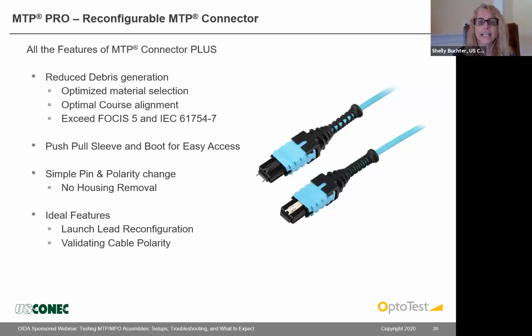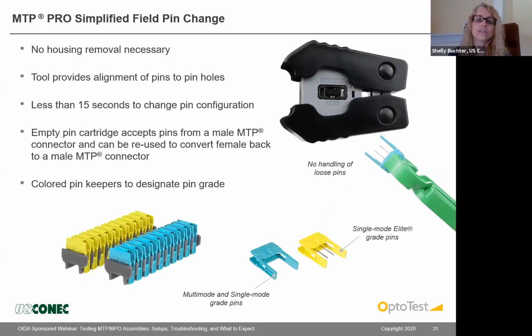Because the pins and polarity can be changed without removing the housing, the reconfigurable Mtpmpo connector is an ideal choice for launch leads and when validating polarity. Using the field tool and pin exchangers means that there is no handling, no dropping, or losing of individual pins. An aqua exchanger captures the multi-mode elite or single mode grade pins, and the yellow exchanger the single mode elite grade pins, allowing the installer or technician to manage and store pins in a cartridge for reuse in the future.